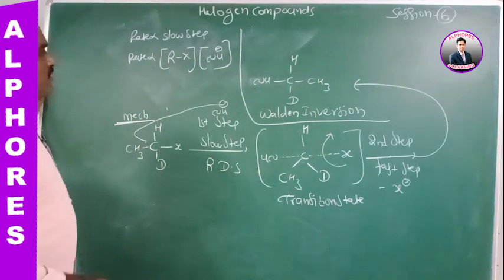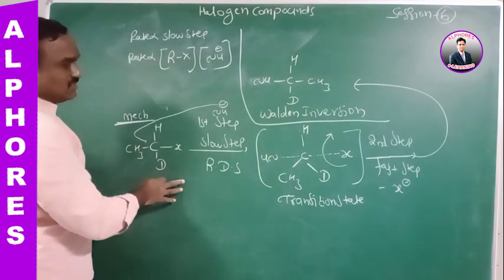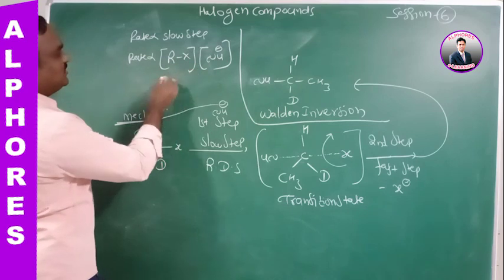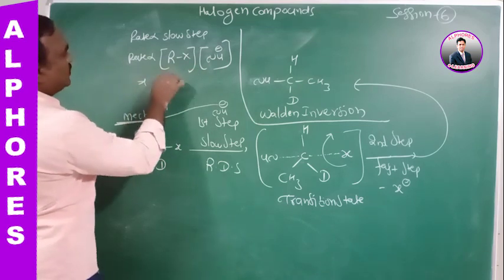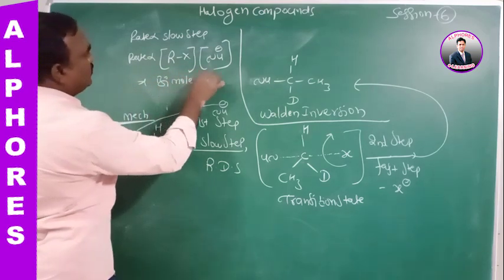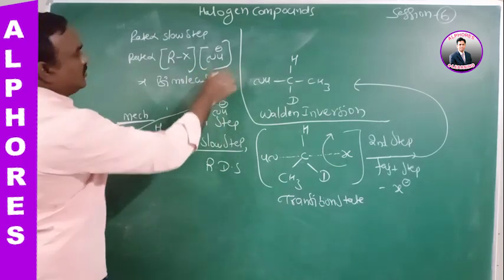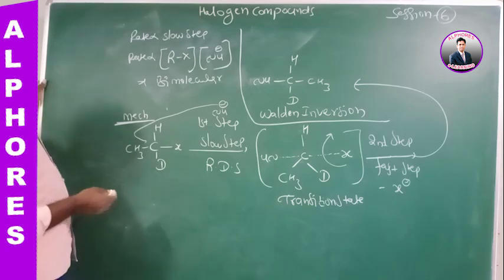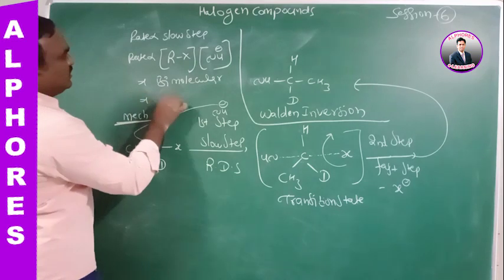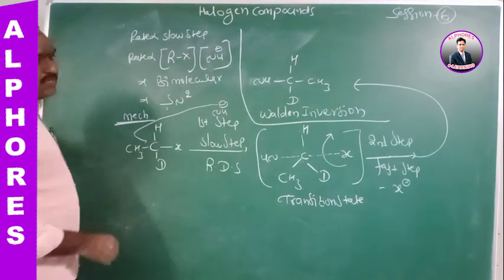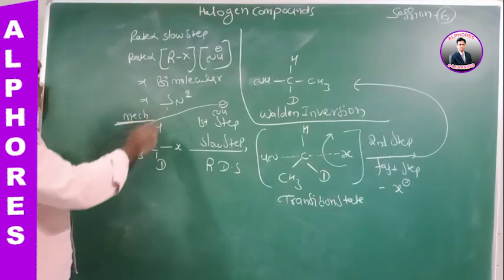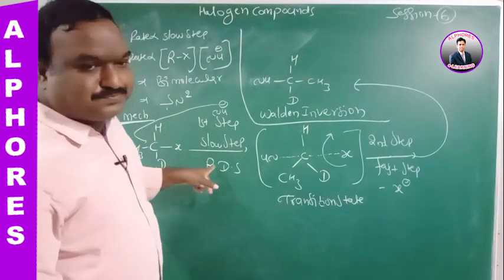That means in this reaction, the rate depends on two components. Due to that reason it is called a bimolecular reaction. Molecularity is equal to 2, kinetic order is 2. Bimolecular nucleophilic substitution reaction, SN2 reaction.